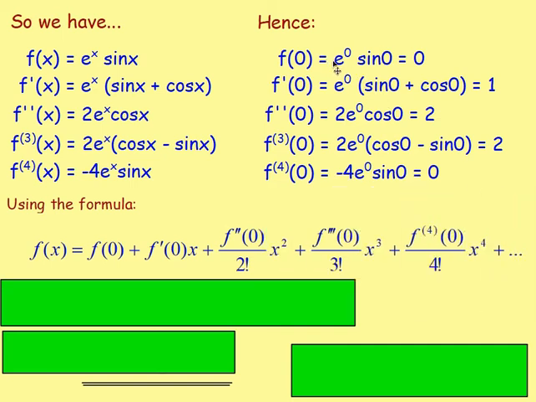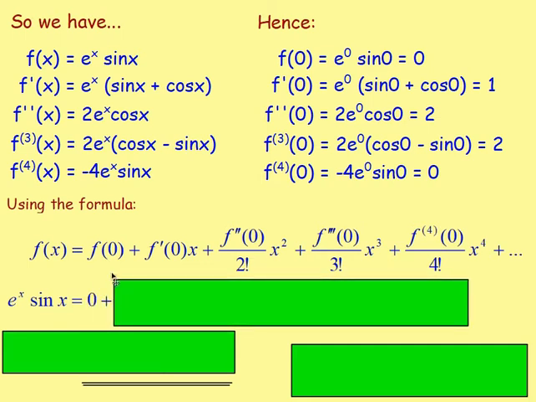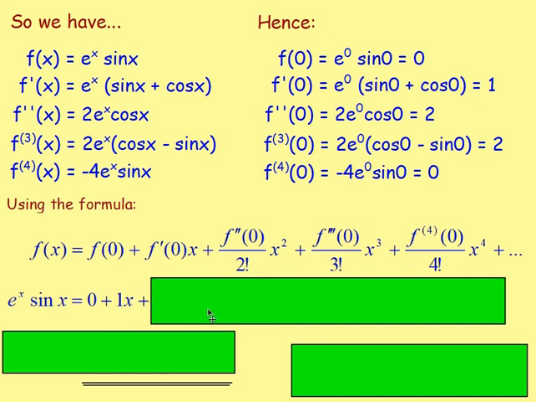After you have evaluated each of them and you know f of 0, f dash 0, and so on, you can sub them into this formula that is given on the formula sheet. So f of x was e to the power of x sine x, and we can express that as an infinite series, and that would be then f of 0 was 0, so that's just going to be 0. F dash 0 times x would be 1 times x.